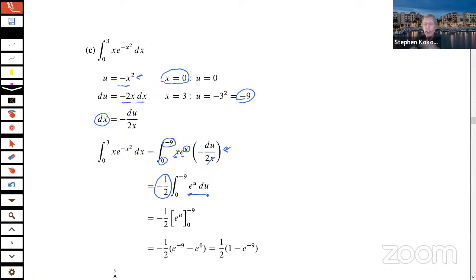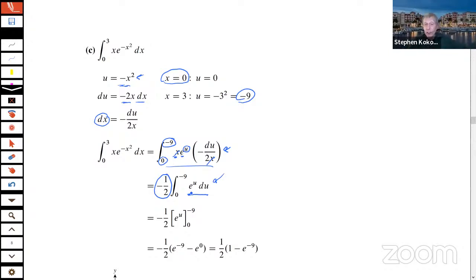A rhetorical question Curtis will leave out there is, what happens if you make a substitution, u is equal to some function of x, and you walk across this bridge and you end up with a function that is in both x's and u's? We'll leave that as a question outstanding, and maybe we'll get to that in a couple of weeks. All right, I need an antiderivative of e to the u.